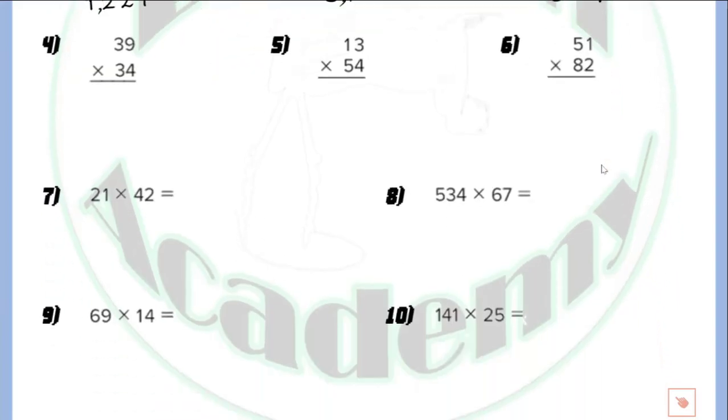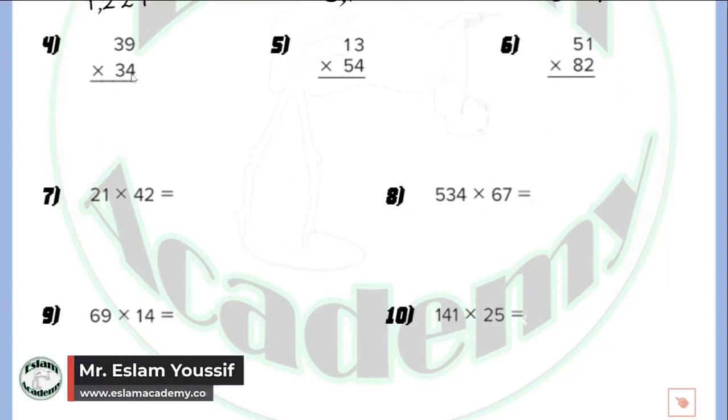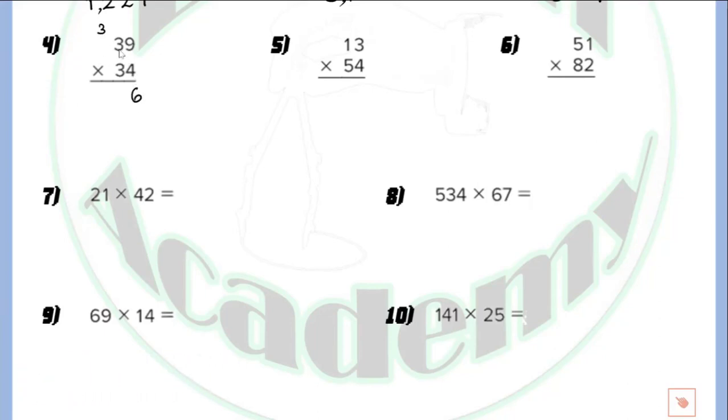In question number 4, we have 39 times 34. We will start from 4. 4 times 9 equals 36. 6 and carry up 3. 4 times 3 equals 12, plus 3 equals 15. Before we start multiplying the second number, just write 0.